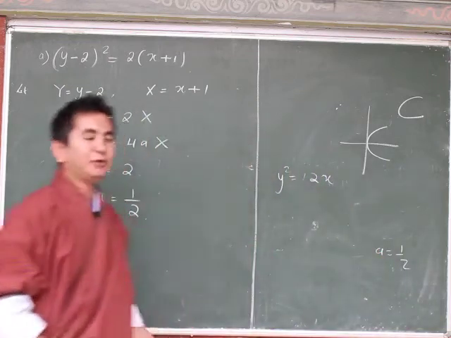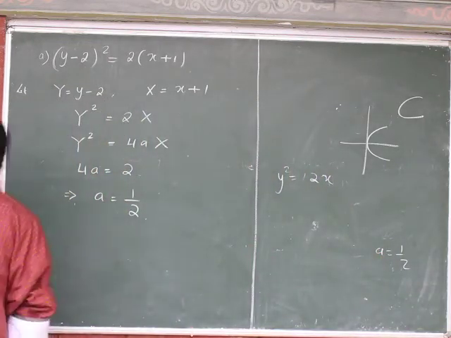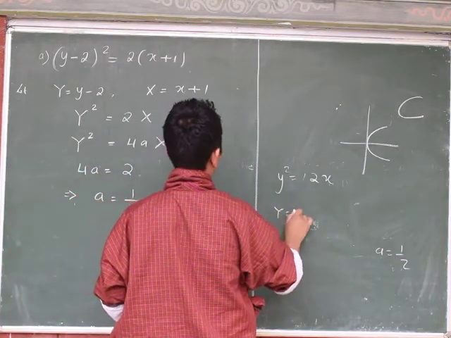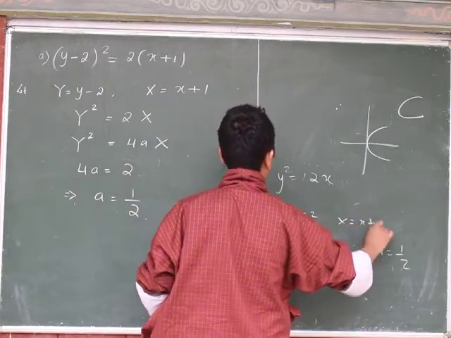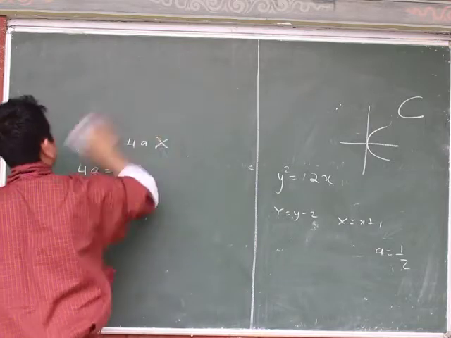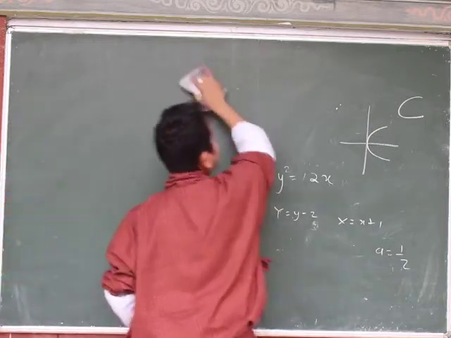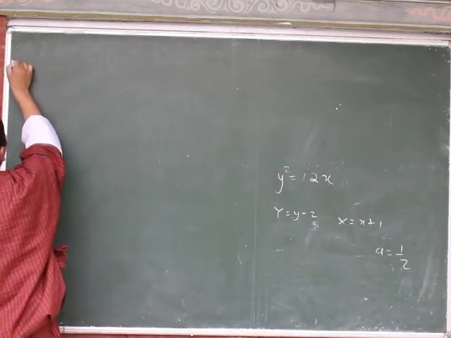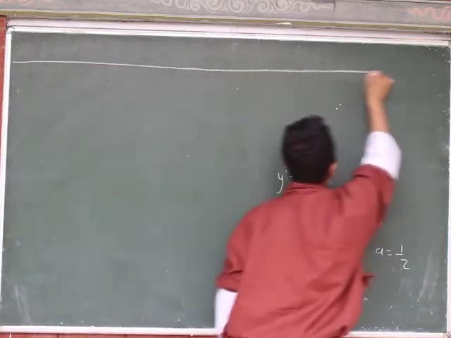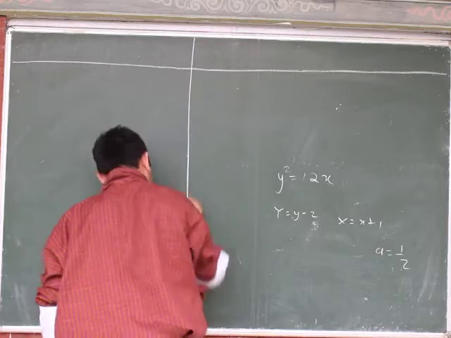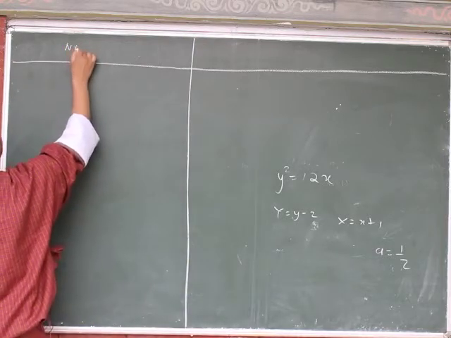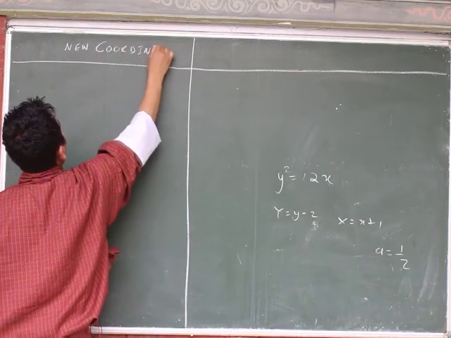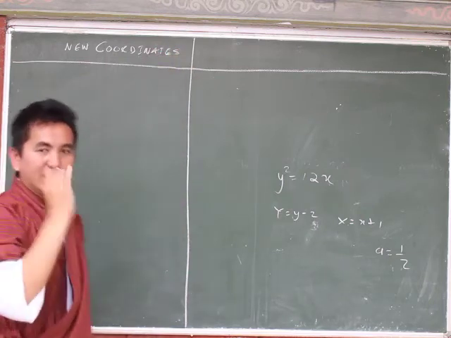After getting the a value 1 by 2, now from here you need to understand. I just need this value later. Capital Y is y minus 2 and capital X is x plus 1. Now the solving is completely different here. How to go about this one? We are going to make the columns, dividing this one as the new coordinates. Let me write this one as new coordinates, which means a new parabola.